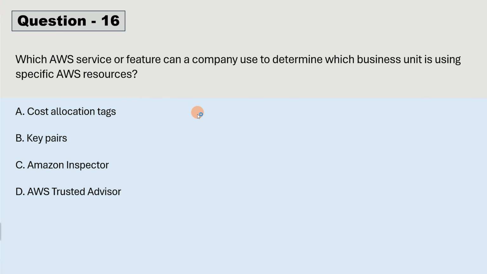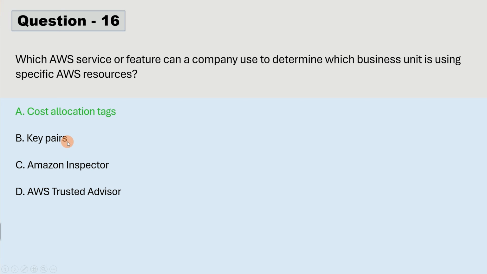So now let me reveal the correct answer. Correct answer here will be option A, cost allocation tags. Because this is the mechanism provided by AWS to assign metadata to AWS resources for cost tracking and categorization purpose. And by applying the cost allocation tags to the resources, company can associate custom metadata, identify and categorize resources based on different criteria like business unit, department, projects, and application. So this one is correct. But now let's see why other ones are not correct.